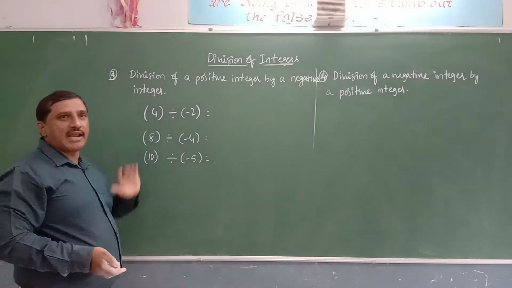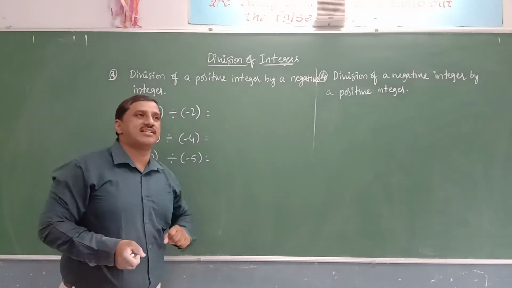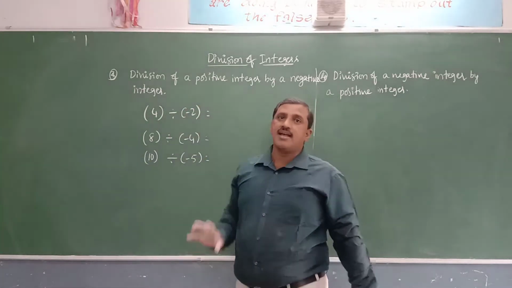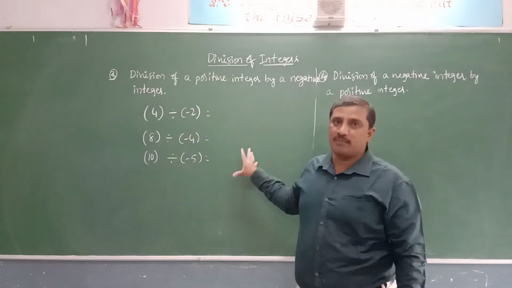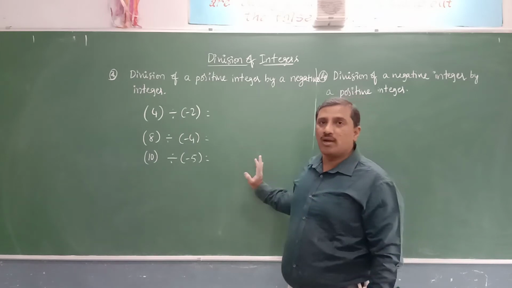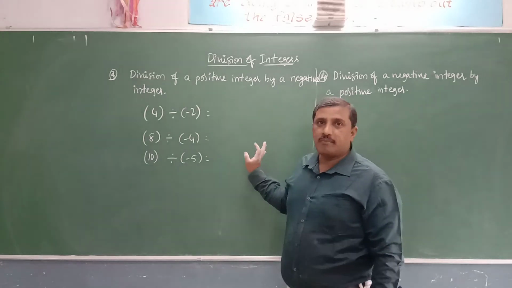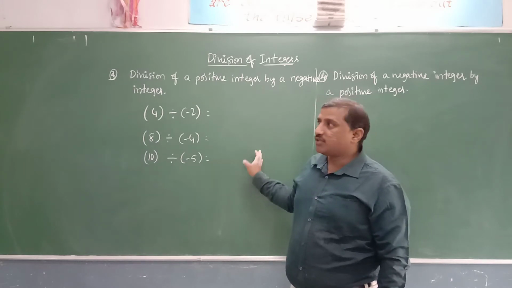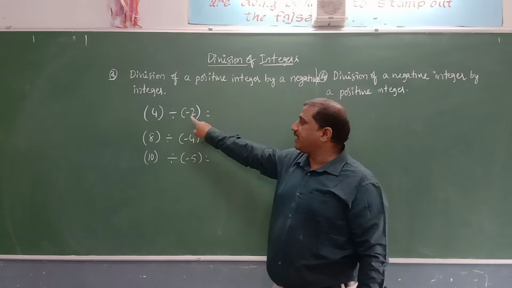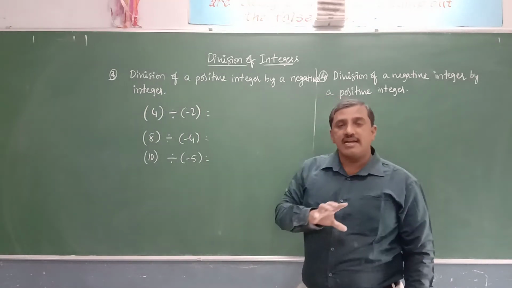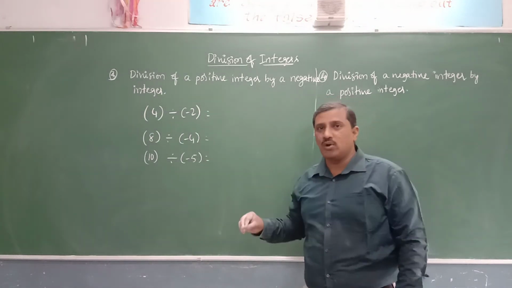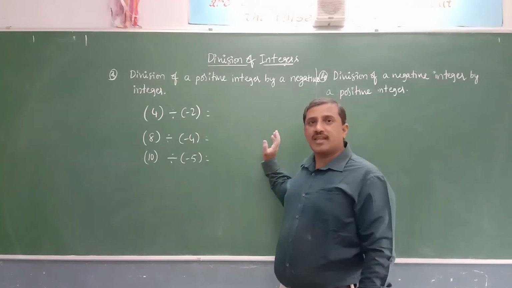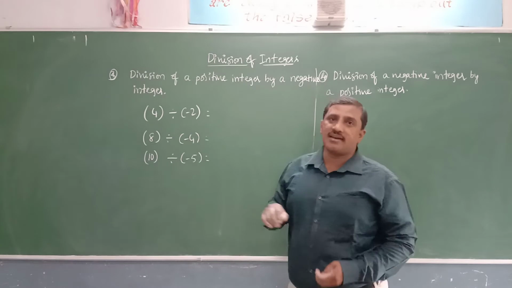So how to divide a positive integer by a negative integer? Here also ignore the signs, that is plus and minus. Just divide them as whole numbers, and put the minus sign, that is negative sign. So whenever we are dividing a positive integer by a negative integer, divide the numbers as whole numbers by ignoring the signs and keep the minus sign before the result.